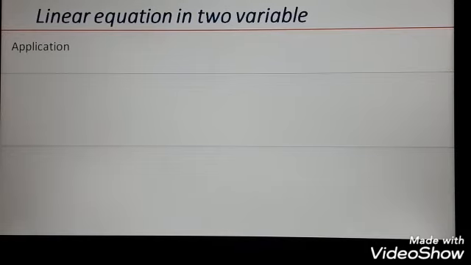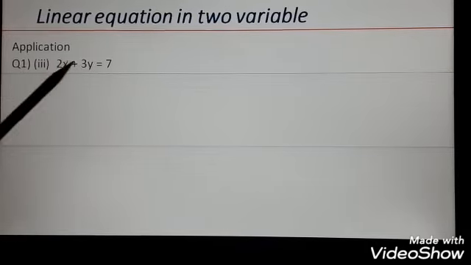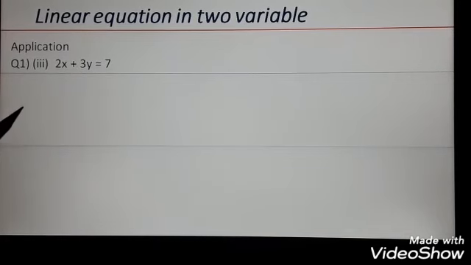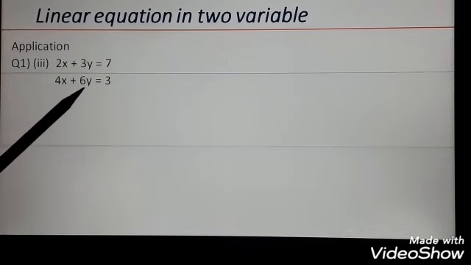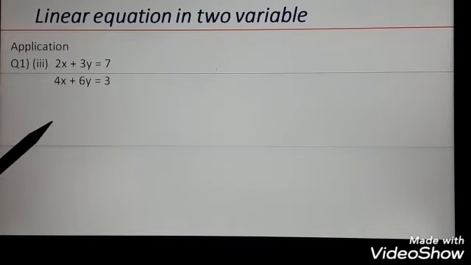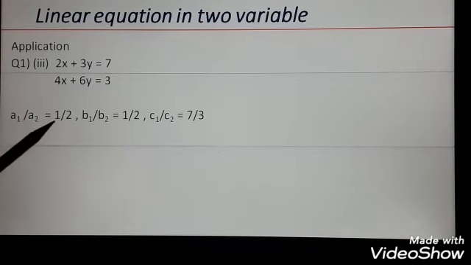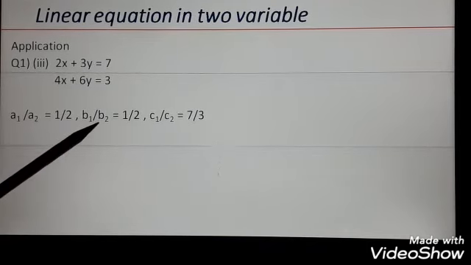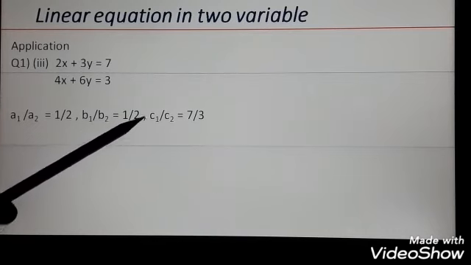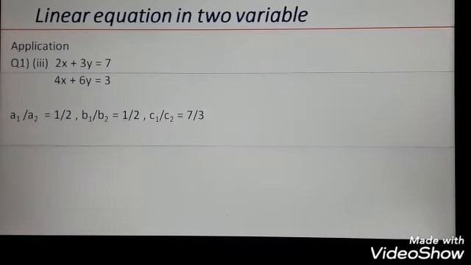Now, one more application. 2x plus 3y equal to 7. Third, 4x plus 6y equal to 3. Now, we'll take the ratio of the coefficients of x, coefficients of y and the constant terms. So, the ratios are a1 upon a2 is 1 by 2, b1 by b2 is 1 by 2 and c1 by c2 is 7 by 3.